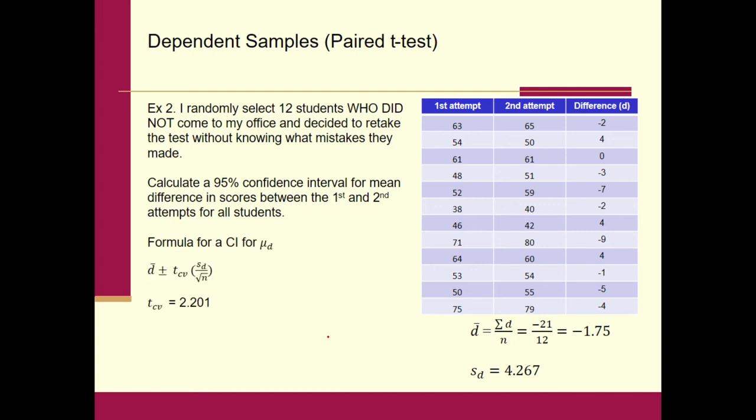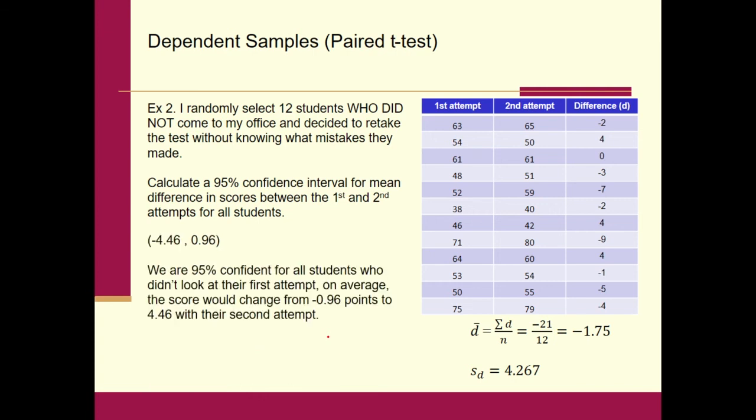Okay, there's our critical value. We put it into the formula, and there's our margin of error of 2.71. We apply the margin of error to the D bar. So I get negative 4.46 to 0.96. Okay, so notice the confidence interval goes from a negative to a positive. And that tells us something, right?